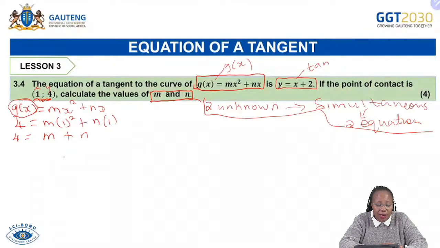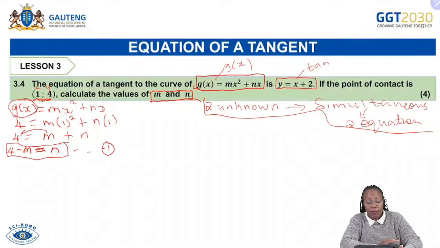So you can either make n the subject of the formula or m. I am taking m to this side, then I'll be left with 4 minus m equals n this side. Then this will be my equation 1. Now, we have the first equation.